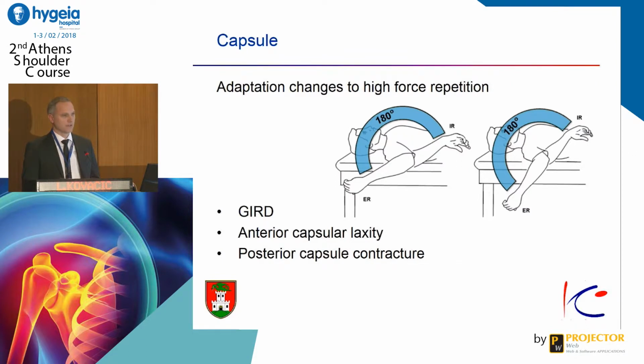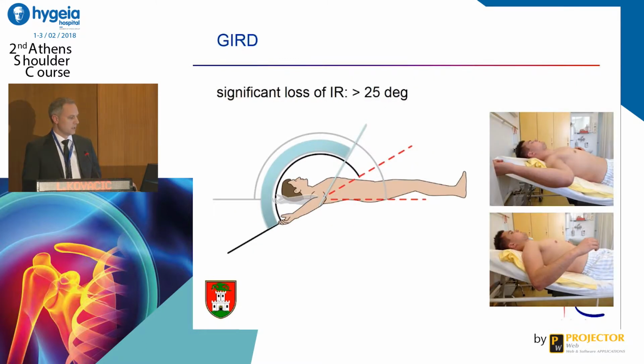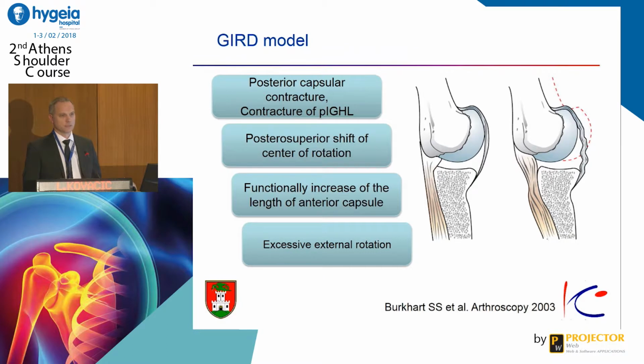So we have to know the adaptive changes in the capsule to high force repetition, and we have posterior capsule contracture and anterior capsular laxity, and usually the total range of motion is shifted into external rotation. But we have a problem when there is a significant loss of internal rotation, more than 20 degrees, so the arc of motion is diminished, and we call this glenohumeral internal rotation deficit. So this model can explain to us what happened.